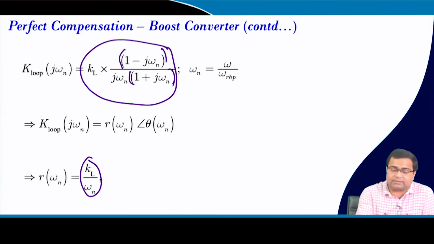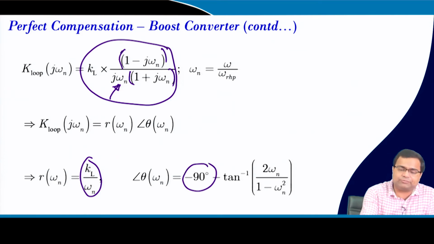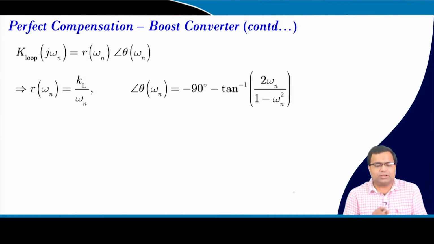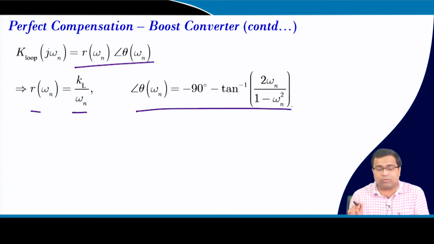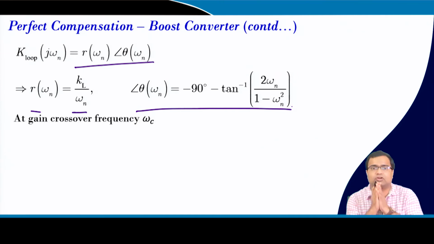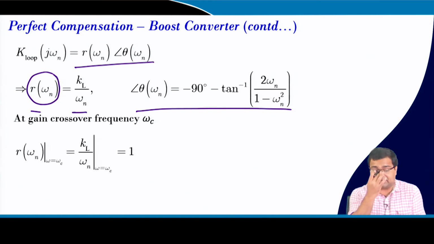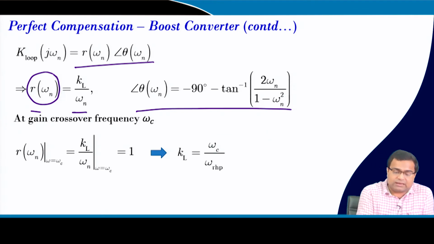But if you take phase, the phase due to this will be minus 90 degrees, and the phase due to the ratio of these two will be simply minus tan inverse of 2 omega n by 1 minus omega n squared. So, that means we got the polar form of the loop transfer function. Now, we need to get, at gain crossover frequency, the magnitude should be unity. That means this is unity at gain crossover frequency, and what is my omega n?